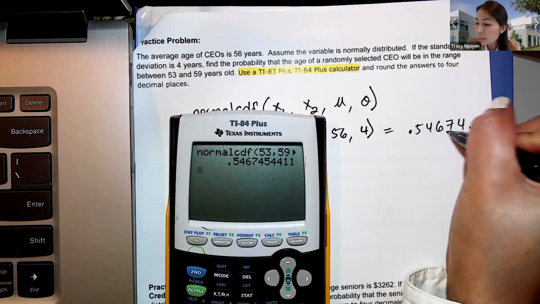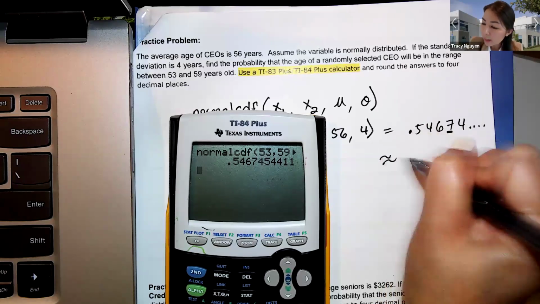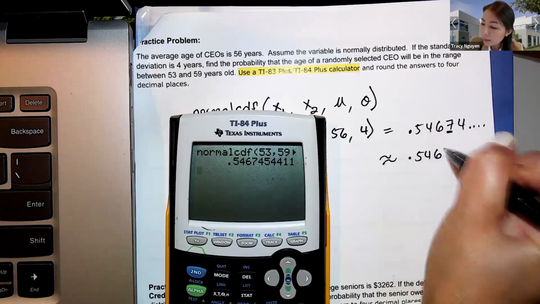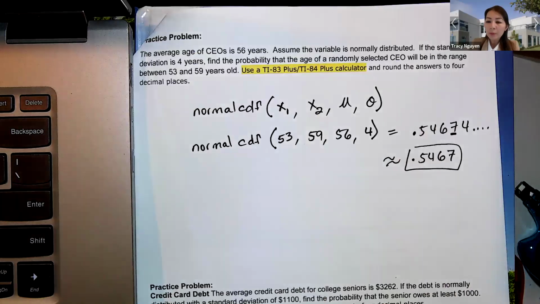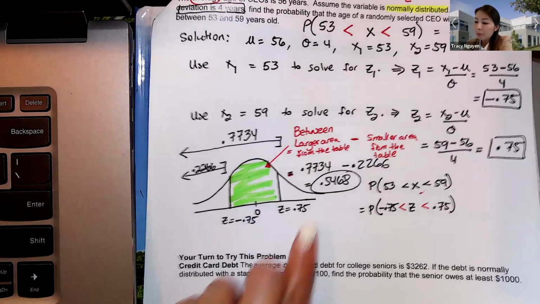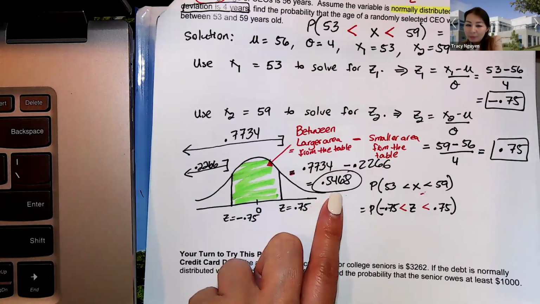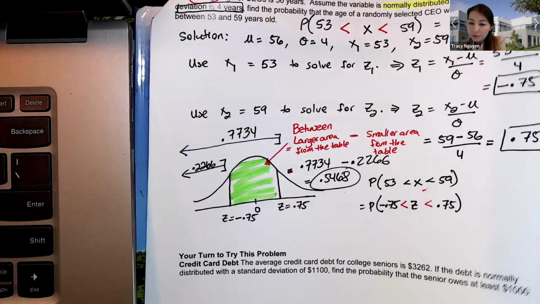So the fourth digit would be the 7. We'll look at the digits to the right. It's less than 5, so we're going to keep the underlying digits as is. So here we have 54.67%. Earlier, we did it by our normal distribution table, and let me take you to that problem. And what we have here is 54.68%. So we're off by 1 out of 10,000, very, very small.